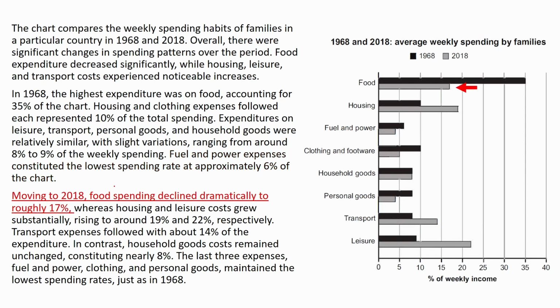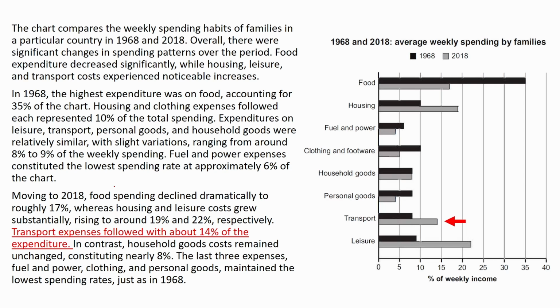Now we get to 2018. So moving to 2018, I used this to introduce the second part. Food spending declined dramatically to roughly 17%. Then I continue with the same points that were very important, whereas housing and leisure costs grew substantially, rising to around 19 and 22% respectively, right? Now I continue with transport. It was also very important. Transport expenses followed with about 14% of the expenditure.